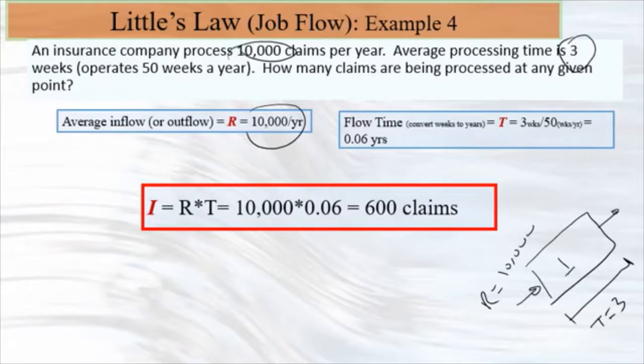But what we don't know is inventory. How many claims are being processed at any given point in the process? And to do this, we just use the equation. Since we have R and T, all we have to do is convert T to years, because we have it in terms of weeks, and R is in terms of years.